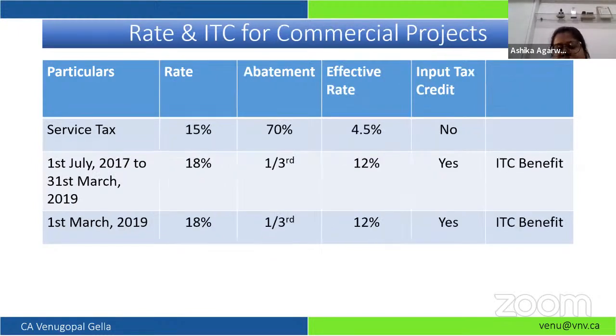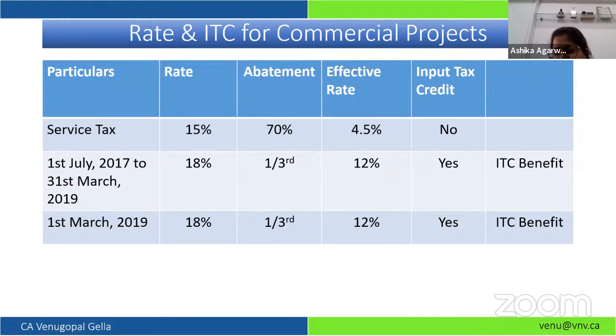Similarly was the case with commercial project also. In service tax design, there was no differentiation between residential or commercial. Both were taxable at the same rate, same abatement, effective rate making it to be 4.5% with no ITC. But in GST regime, both have been treated separately. When it comes to residential, they have provided a reduced rate with ITC benefit.